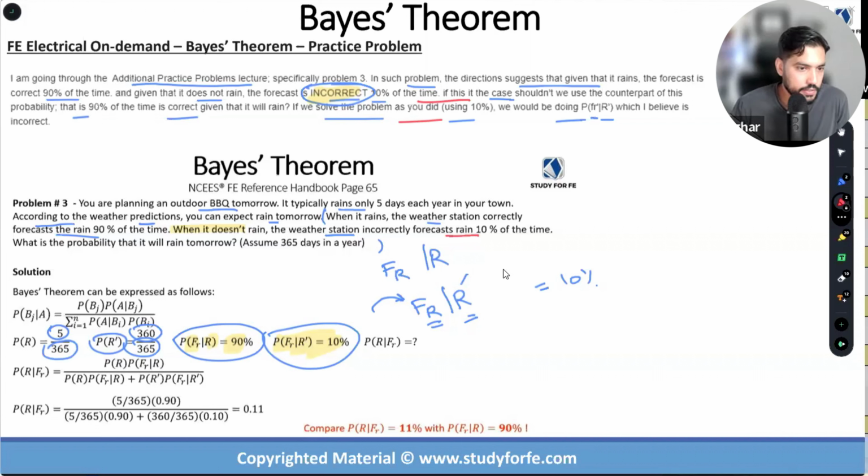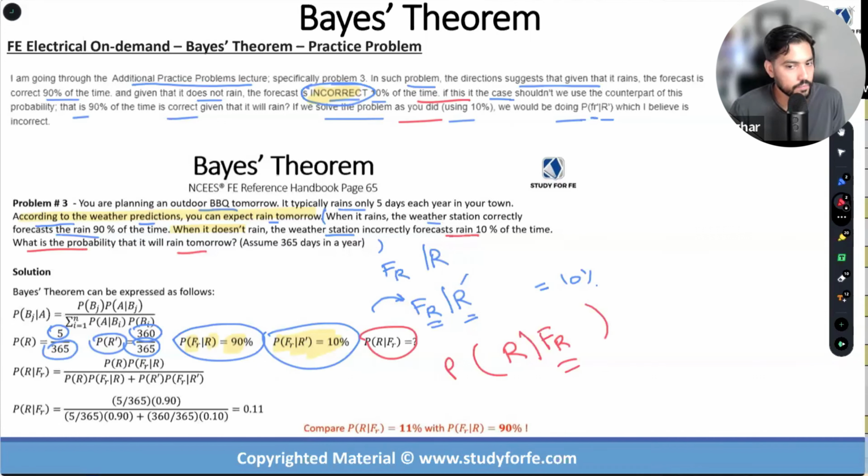The final punchline is: what is the probability that it will rain tomorrow? So what is the probability that it is going to rain tomorrow? Okay. And we are already given the prediction that you can expect rain tomorrow. So what is the probability that it is going to rain given that the forecast is for rain? This is the unknown. Does it make sense, guys? So the question is probability of rain given the forecast is rain, which is not the same thing. These two are not equal.